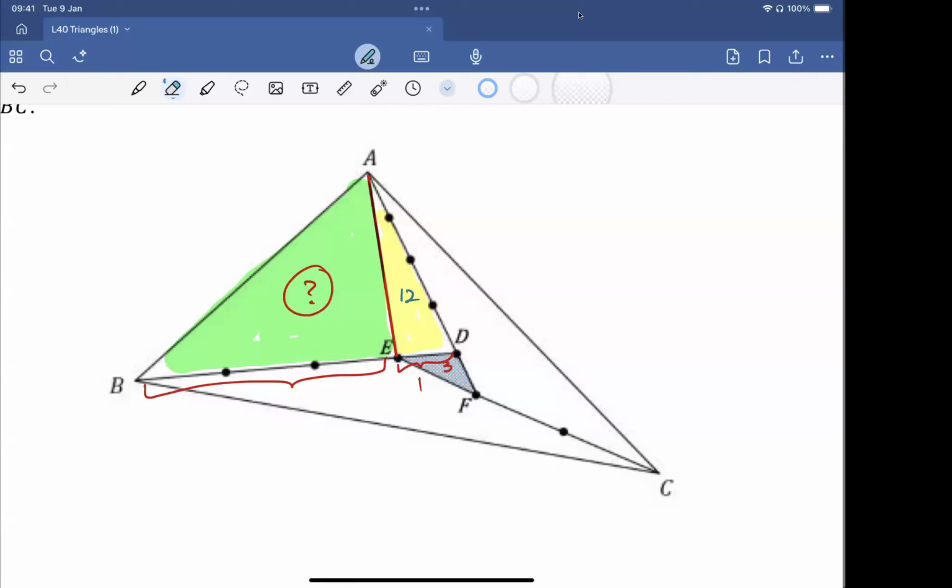So if you count the dots, you realize that there are 3 units over there. So 1 is to 3, 1 is to 3. That means 12 is to 36. There you go. Okay? 1 is to 3, 12 is to 36.